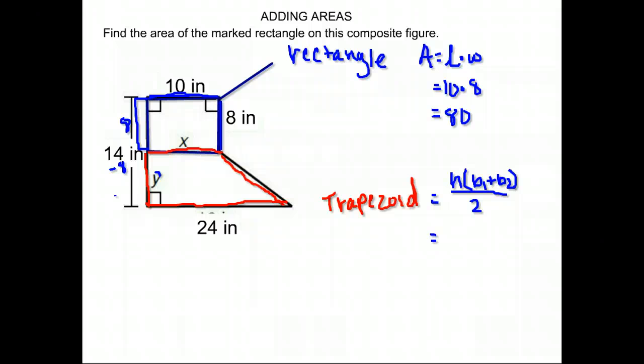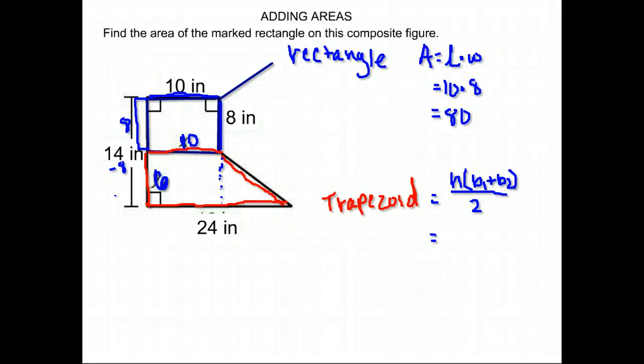14 minus 8 gives us 6. So I know my height right here is 6. Okay. The other thing I can see from looking at this is that this whole bottom was 24, but if we cut it off right here, we know that this is 10 for our x. So really we can get rid of those x's and y's unless they want them in the answer.